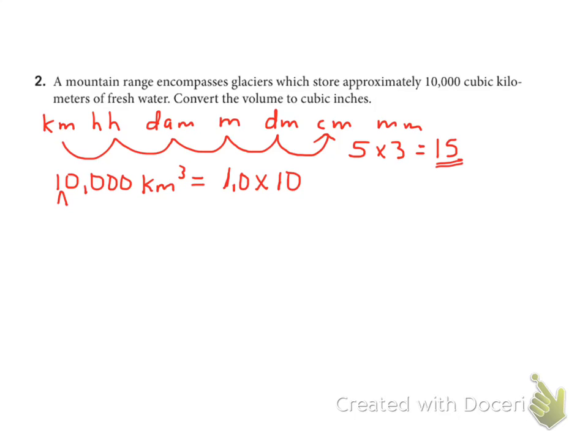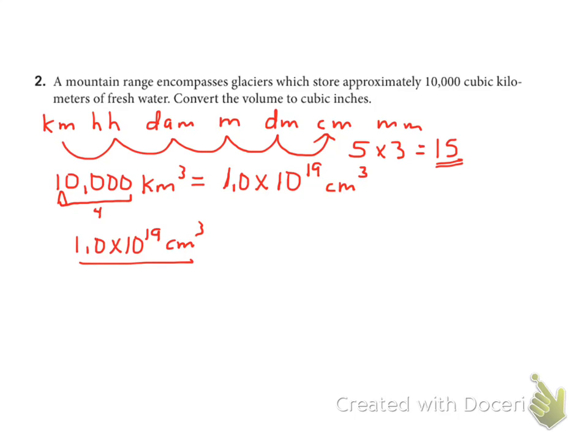Well, we have the 15 from over here, but there's also 4 decimal places over here in 10,000. So 4 plus 15 would be 19. That actually is our exponent. So that was crazy, just changing to cubic centimeters. Any questions up to that point? So we have 1.0 times 10 to the 19th cubic centimeters.